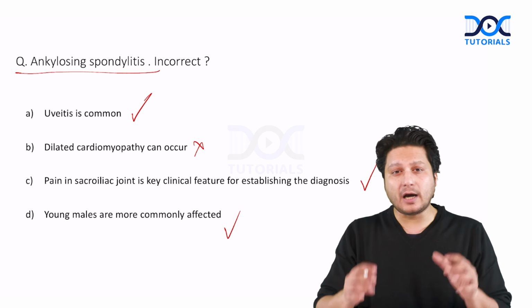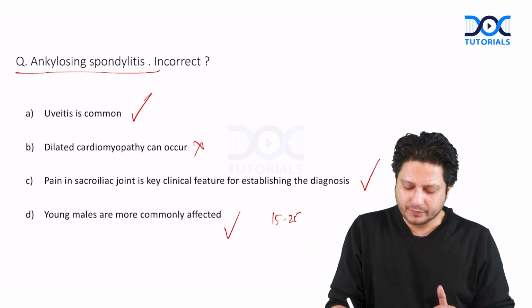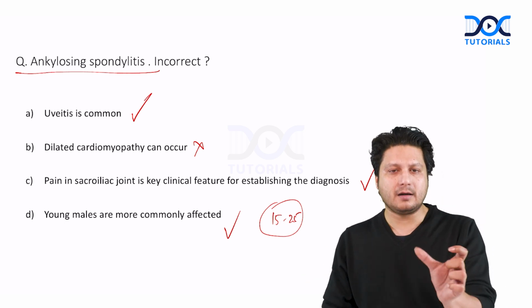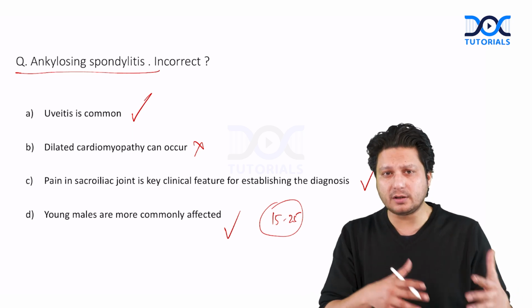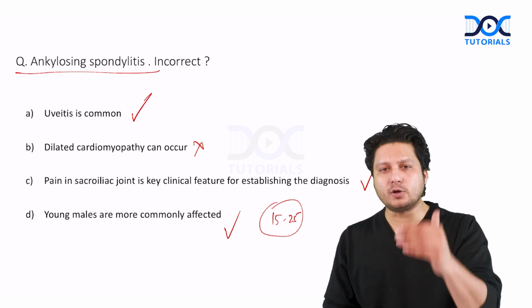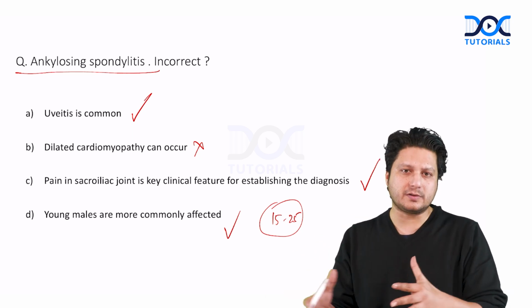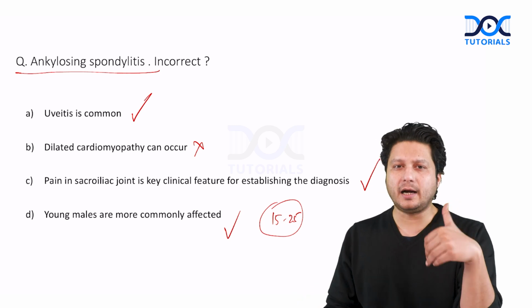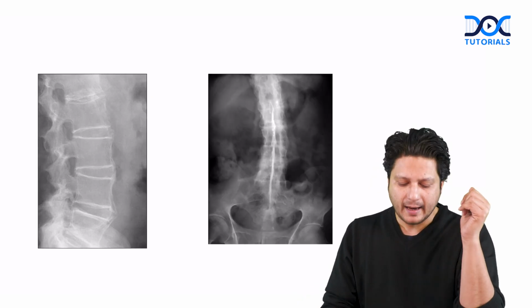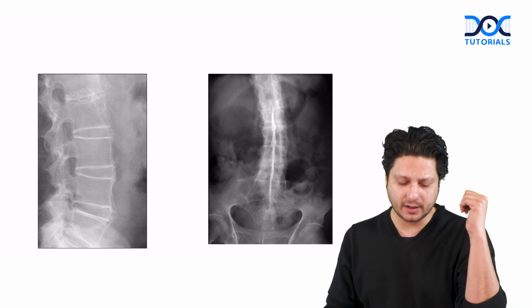And finally, young males are more commonly affected. Males aged 15 to 25 years in particular are affected by ankylosing spondylitis. So if you read out the question, you will find that dilated cardiomyopathy is not the correct answer. As far as cardiac manifestations are concerned, these are aortic valvular disease or aortic valvular insufficiency and third degree heart block. Now, as far as the X-ray findings of ankylosing spondylitis, how will you identify the X-rays?